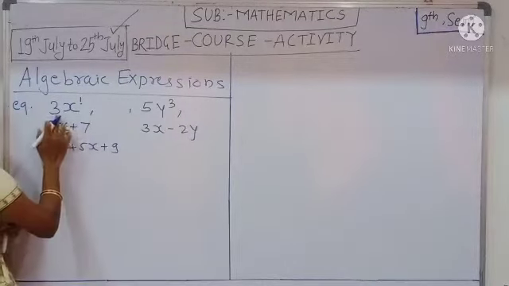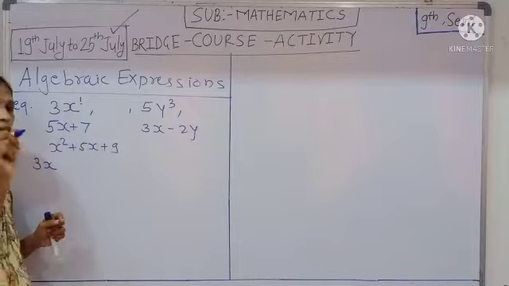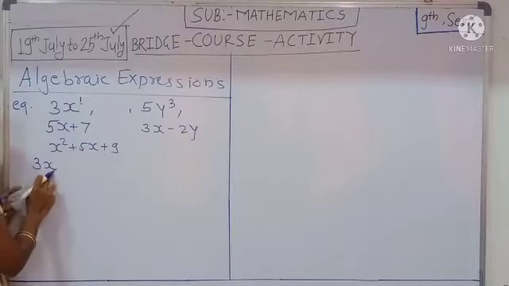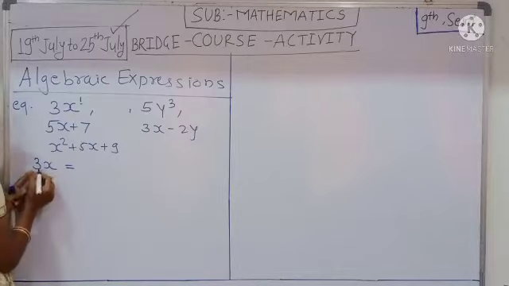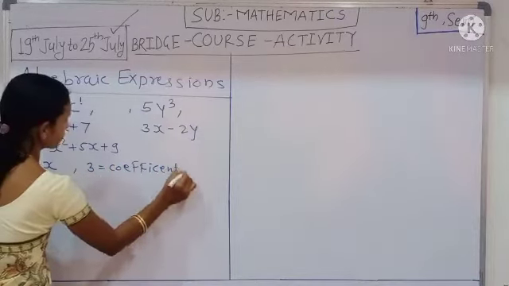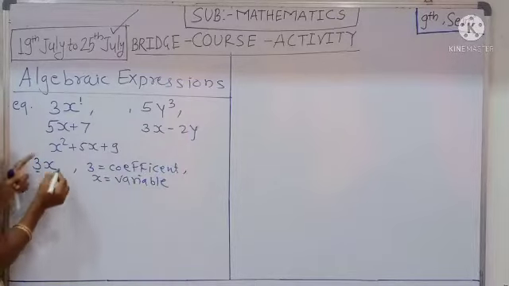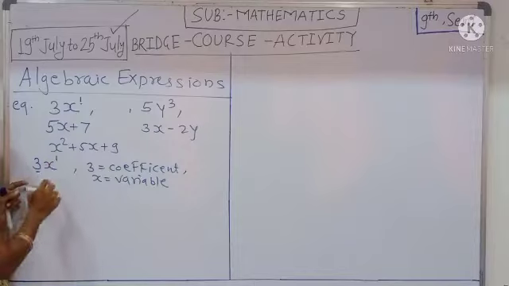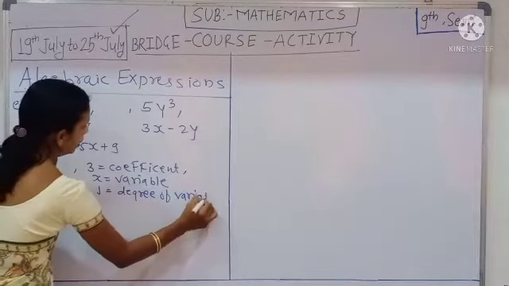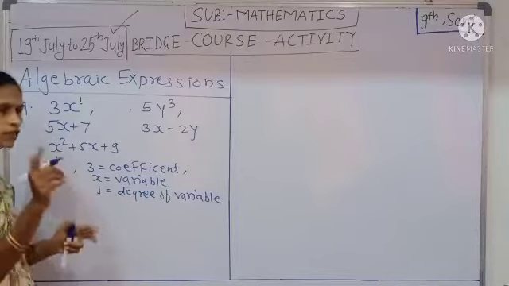Then see here, out of these, 3x is an algebraic expression which contains only one term, like 5y cube, which also contains one term. In 3x, the term contains the numerical 3 as coefficient, whereas x is the variable. Only x is given, therefore its degree is 1. That means the coefficient, the variable and the degree of that variable make one term.